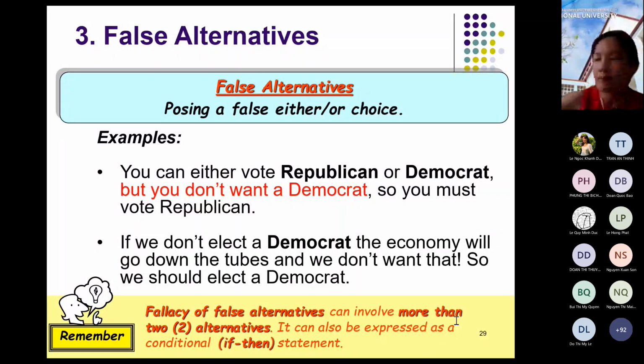Manan, I saw the hand. I think this one is incorrect, because other than these two choices, you also have the choice of not voting for any side. Very good.